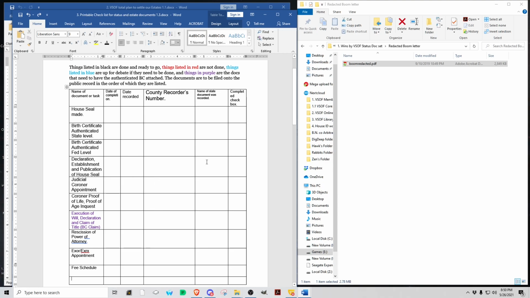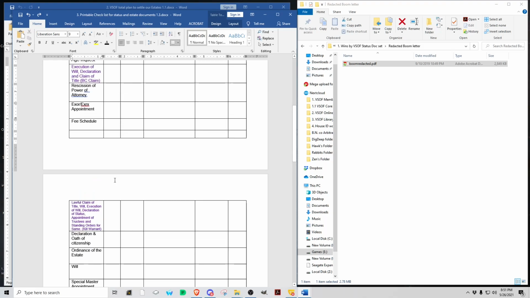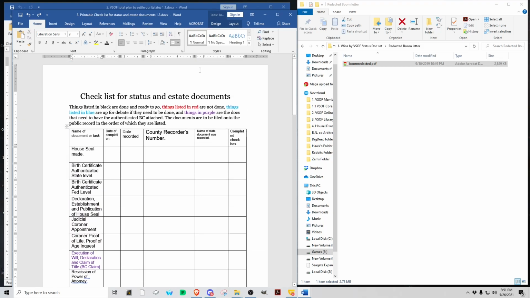This is the county recorder's number. This is the state where the document was recorded and the fact that I got it done. And here's my checkbox at the end. Cha-ching, right? It's just a simple checkoff sheet that I made for people that might have a problem with organization. I've organized it for you. So it's just an easy thing to print off and check and get done.